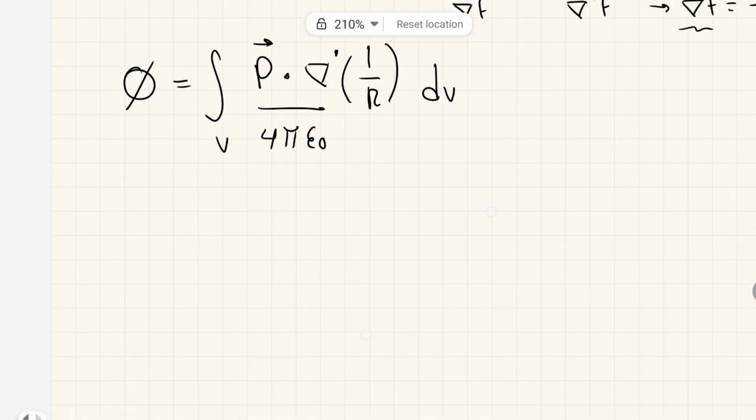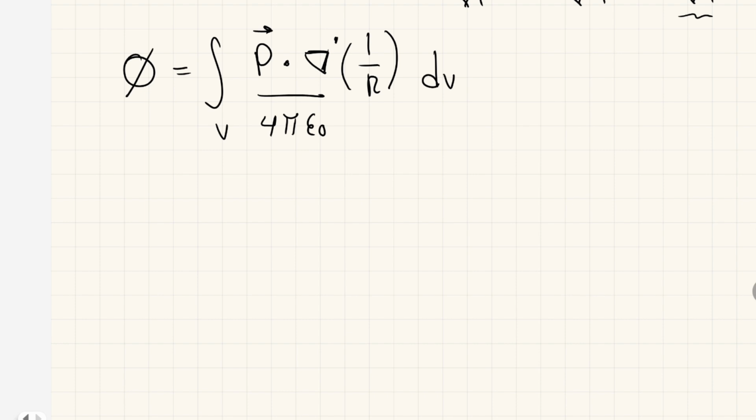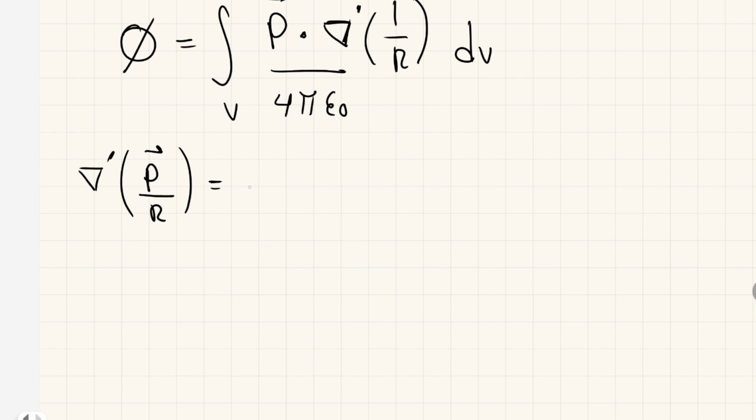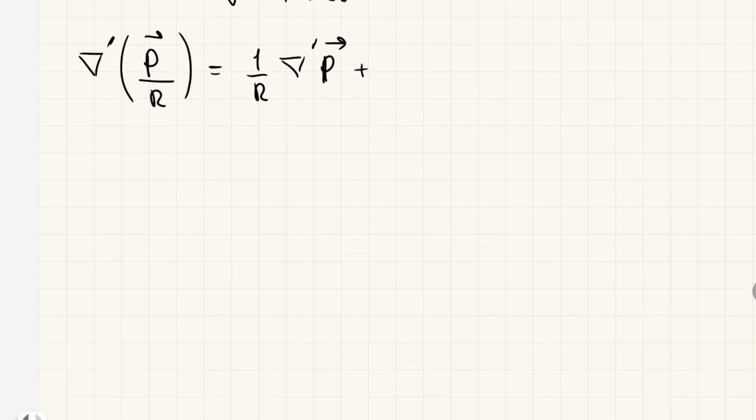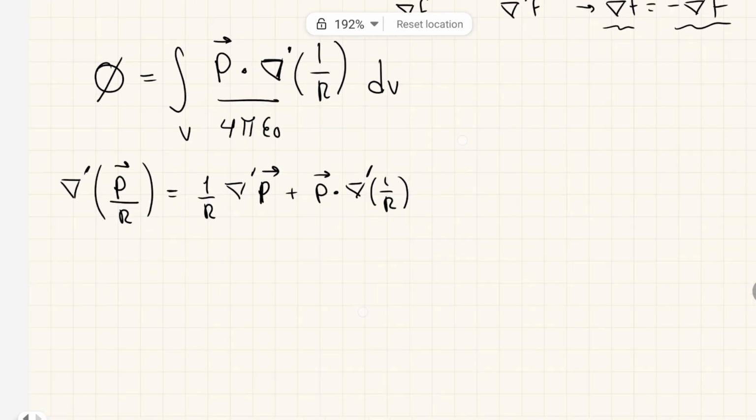Okay, so what will we do next? We need to notice what happens if we take the gradient prime of P over r. Well, we know that this is equal to 1 over r times the divergence of the polarization, plus the polarization dot the gradient prime of 1 over r. Okay, but look at the expression that we have here.